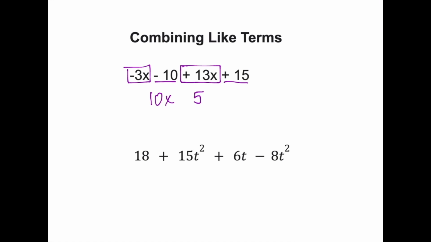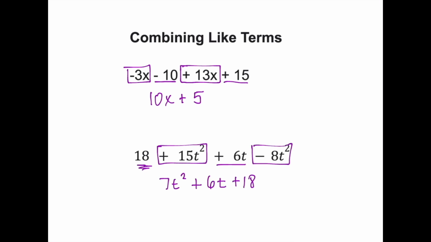Now, since we're writing an expression, we have to have a sign in between our two terms. Since it was a positive 5, we're going to put a plus. Had it been a negative 5, we would put a minus sign in between them. So 10x plus 5 is the expression above in simplest form. Pause the video and try the next one on your own. Now let's see how you did. You should have gotten 7t squared plus 6t plus 18.